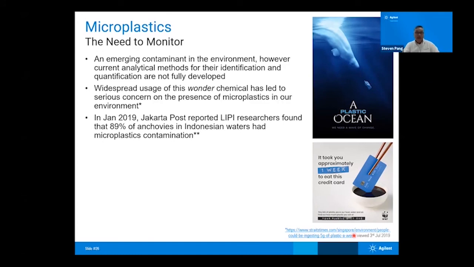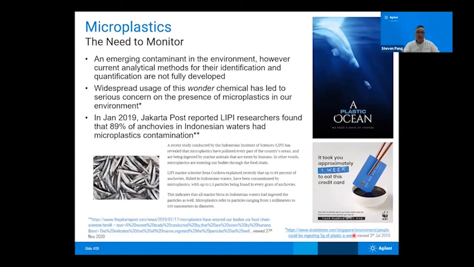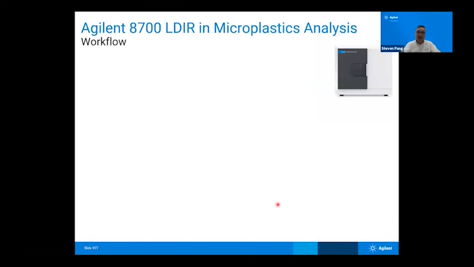And that Jakarta Post article that I mentioned just now, just to give you a little bit more details, is that the LIPI researchers actually found approximately 89% of anchovies. Anchovies in Indonesian is known as ikan teri. Okay, you can see ikan teri. Most of us, some countries like Malaysia, call it ikan bilis. Yeah, so it goes very well with nasi uduk, and your sambal. So we need to make sure that we're not having so much of this microplastic in there. And because of that, we need to quantify. We have to find a way.